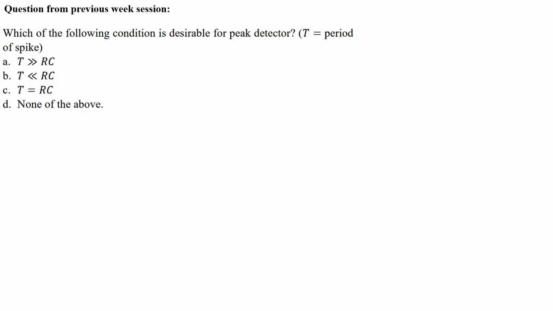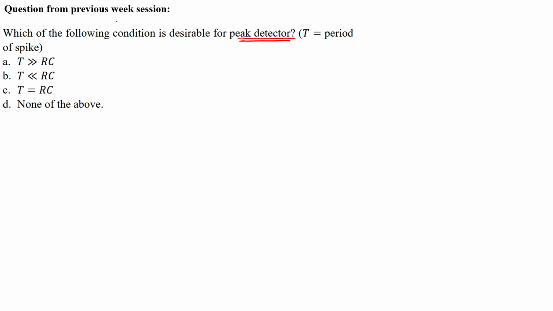So the problem is, if you consider a regular peak detector, definitely the correct answer in that case should be that the time constant should be greater than T in an ideal case for a regular application.